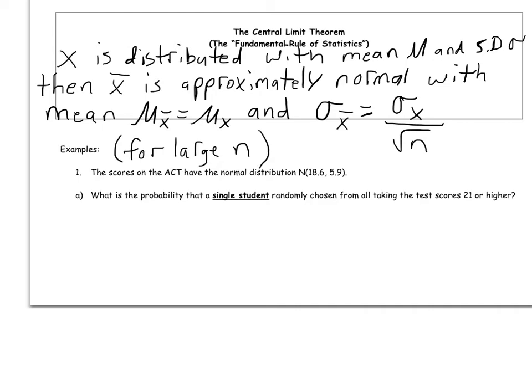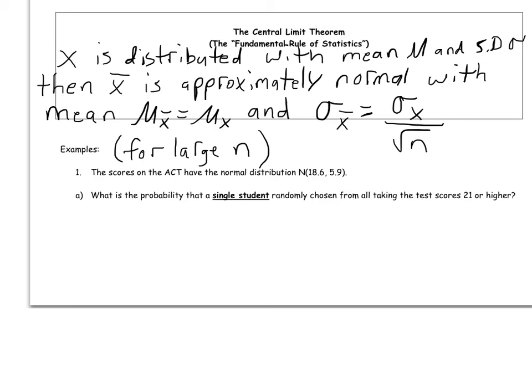So that is the fundamental theorem of statistics. It allows us to look at distributions that are not normal, but if we take very large samples, then the distribution of means will be approximately normal. Obviously, if we're starting with a distribution that's very heavily skewed, our sample sizes need to be quite large to account for that.